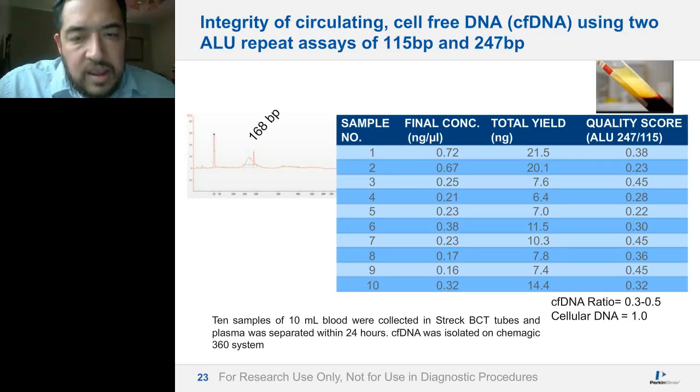Whereas an example of contaminated genomic DNA would have a score of 1. So as you could see from the study, we had 10 samples that we isolated using the chemagic 360 using the 4 ml protocol. We essentially got scores in the range of 0.3 to 0.5, which would indicate a good quality of circulating cell-free DNA.